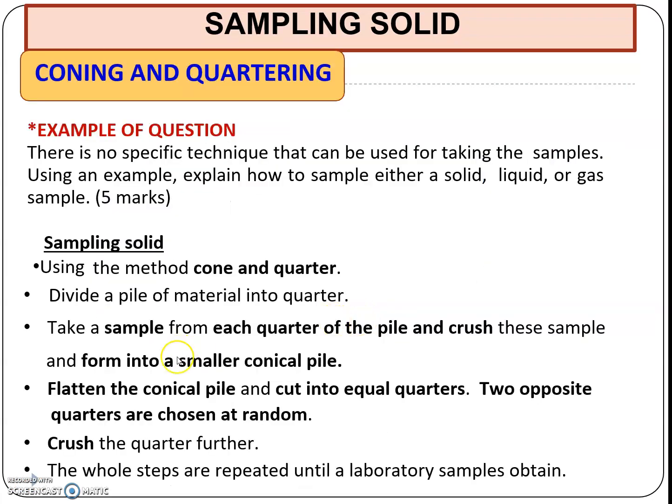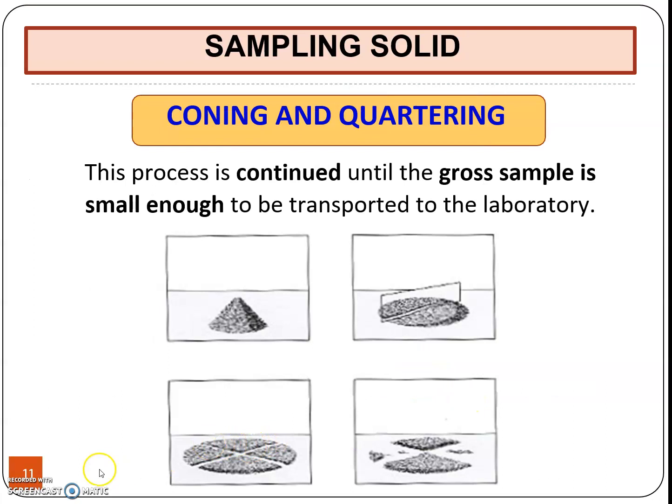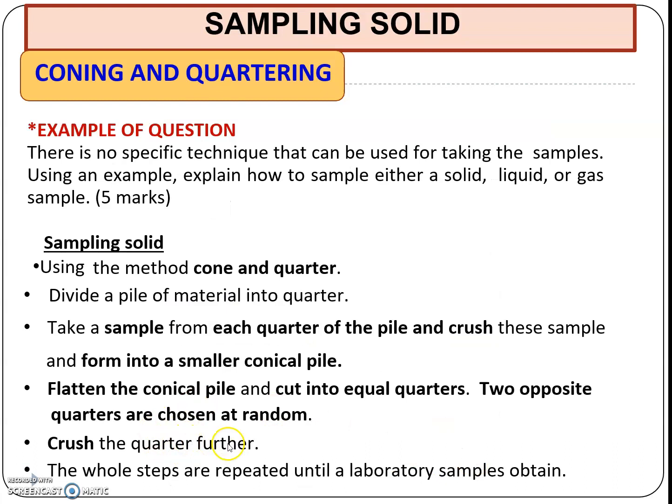Okay, and then flatten the conical pile, cut into quarter. Okay, divide two and then two opposite quarter are chosen at random. Okay, dua ni kita pilih, kumpulkan balik and then crush the quarter further. And then the whole step are repeated until lab sample obtained. Okay, so dapatlah yang sample tadi, and then repeat balik step ni.